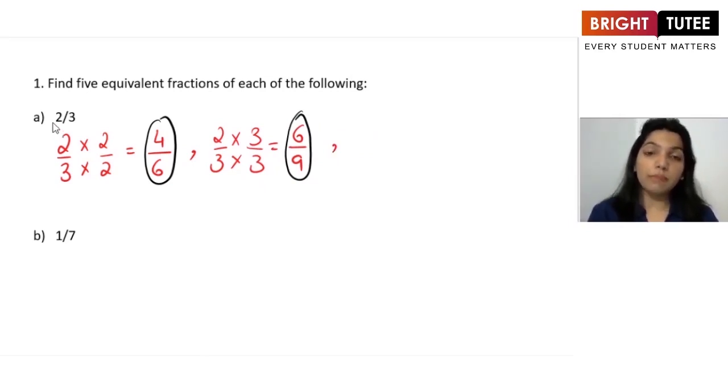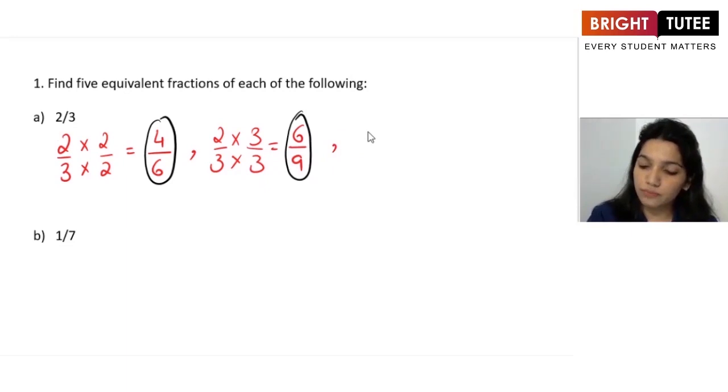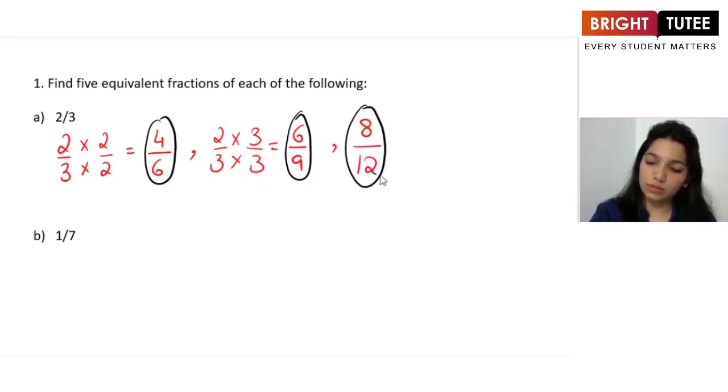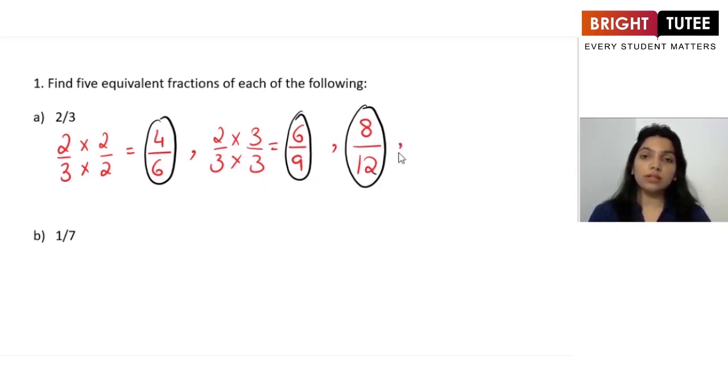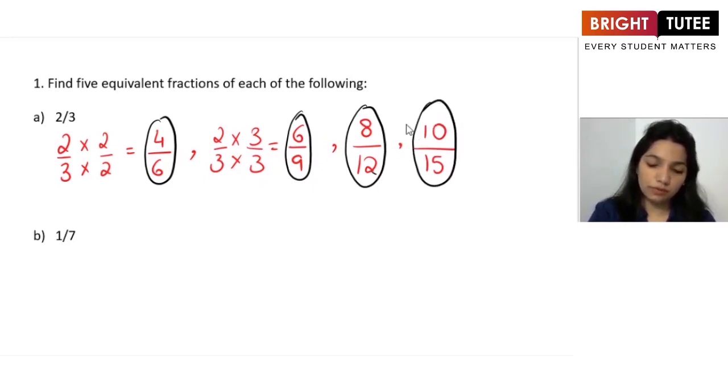Now I am multiplying each of these numbers, the numerator and the denominator, by 4. So what is 4 times 2? It is 8. What is 4 times 3? It is 12. So this is our third equivalent fraction. Now let's multiply 2 over 3 with 5. What is 5 times 2? It is 10. What is 5 times 3? It is 15. So this is our fourth equivalent fraction.